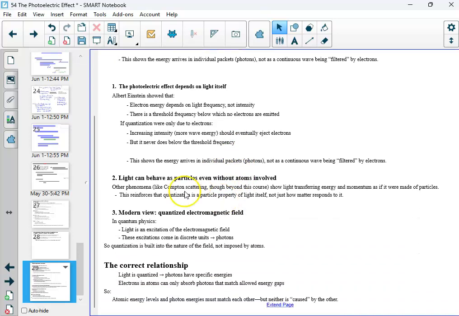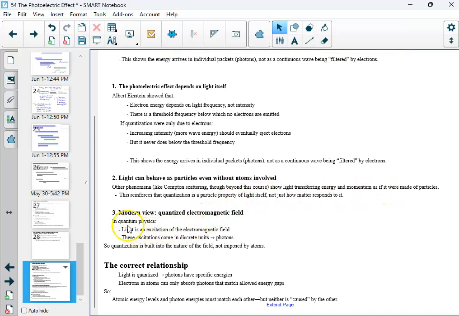Light can behave as particles even without atoms involved. There's another process called Compton scattering, beyond the course for now at least, where light can be shown to be transferring energy and momentum as if it were made of particles. And we're not talking about interacting with atoms at that point.